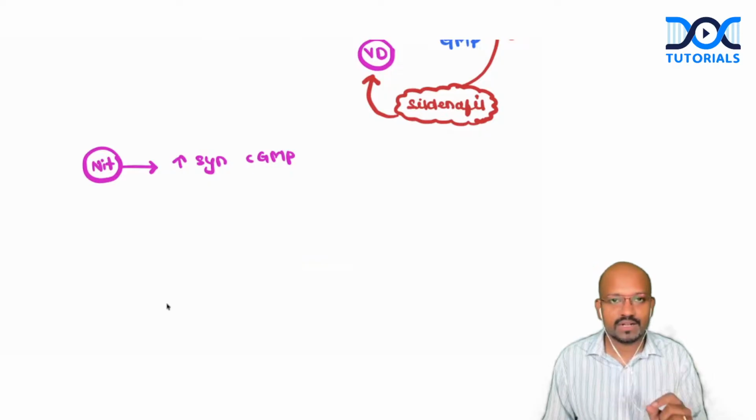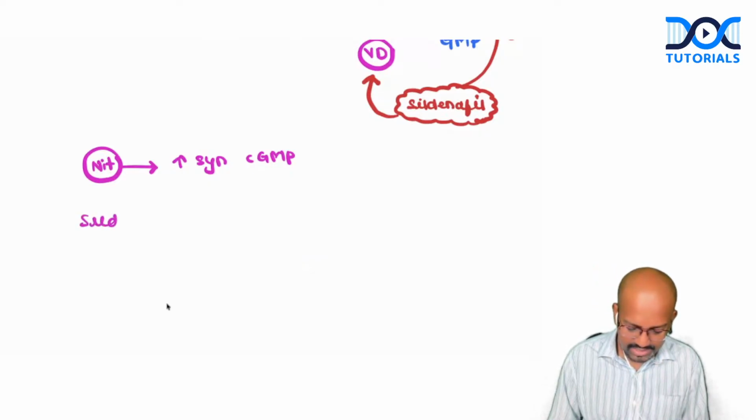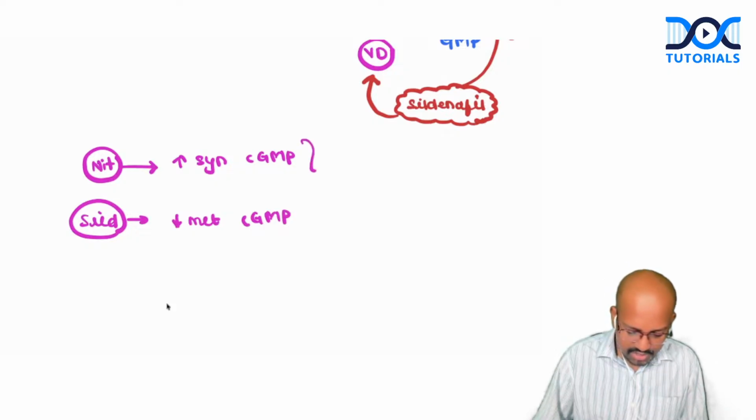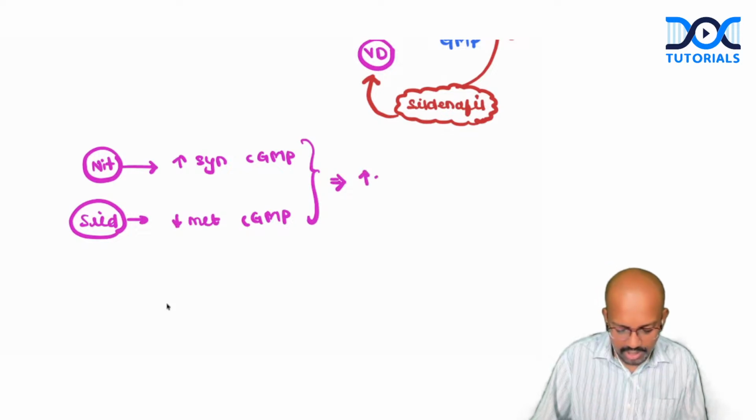Nitrates and nitrites will increase the synthesis of cyclic GMP, whereas sildenafil, by inhibiting phosphodiesterase 5, will decrease the metabolism of cyclic GMP. When both of these drugs are given together, there will be more accumulation of cyclic GMP.